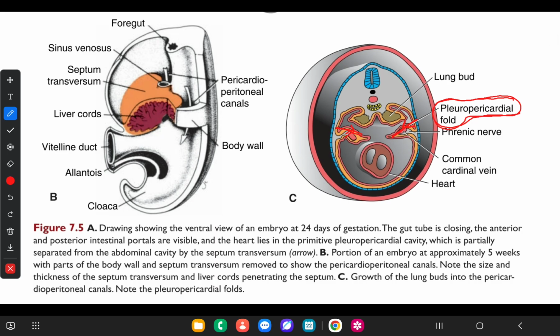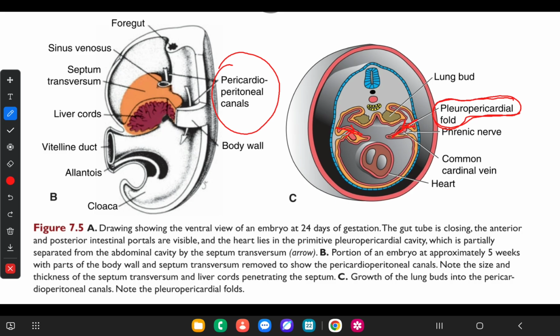What happens? First, there was the septum transversum, but the septum transversum does not completely separate the thoracic cavity from the abdominal cavity. There is a space which is called the pericardioperitoneal canal on each side of the foregut. And what happens is then the lung buds grow in the pericardioperitoneal canal caudally and laterally.